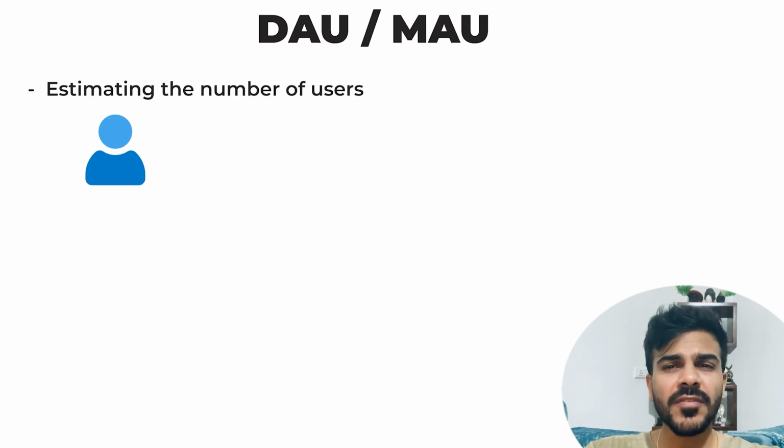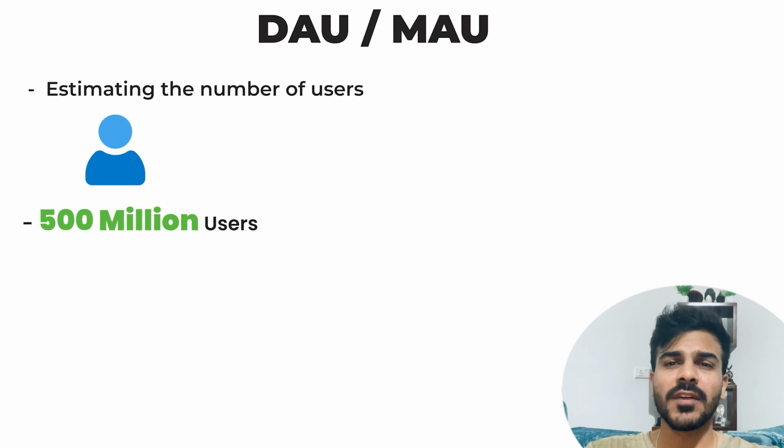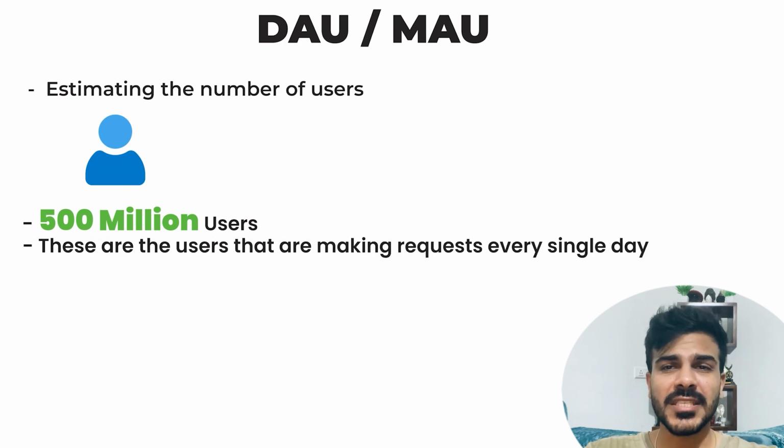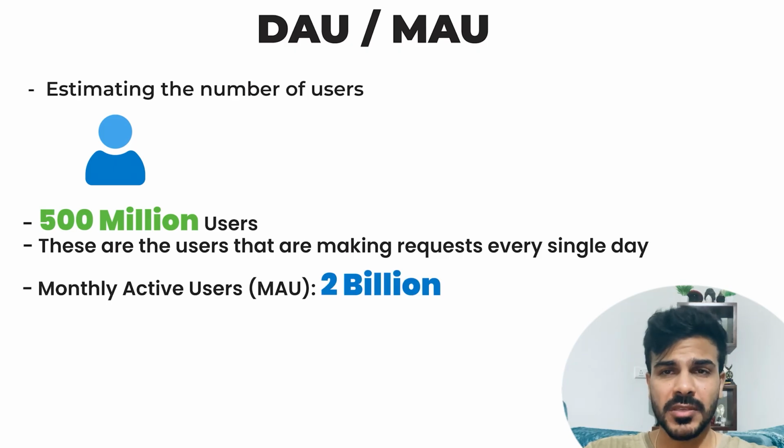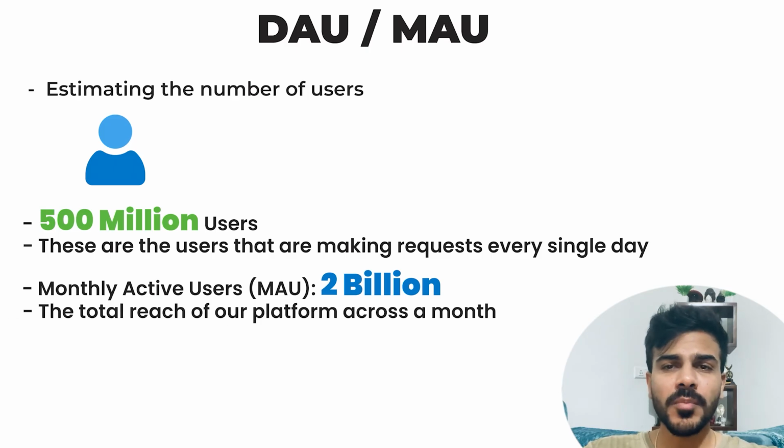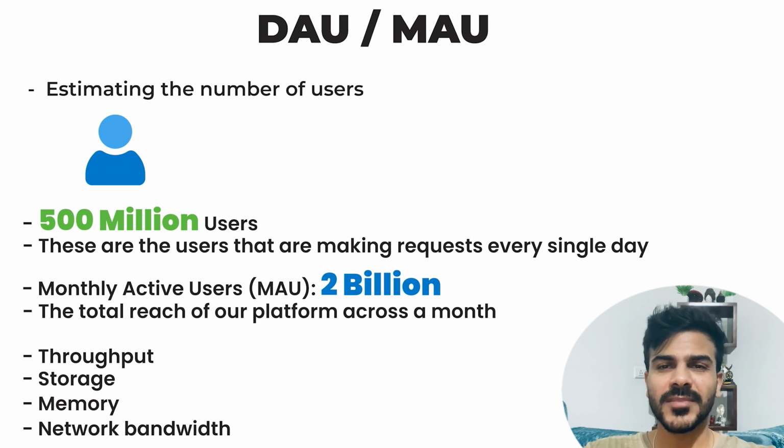We'll estimate that we have around 500 million users that will be using our service on a daily basis. These are the users that are making requests every single day. Over a span of a month, our system is expected to serve around 2 billion unique users. So our monthly active users, quote unquote MAU, is 2 billion users. This number reflects the total reach of our platform across a month. With these numbers in mind, we can proceed to calculate the throughput, storage, memory, and network bandwidth. Stay tuned for the next one.